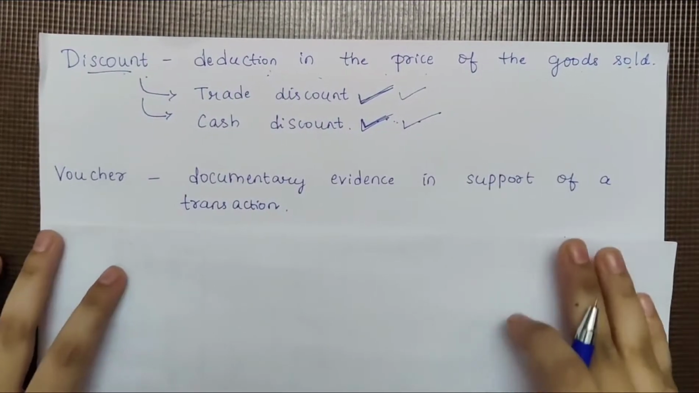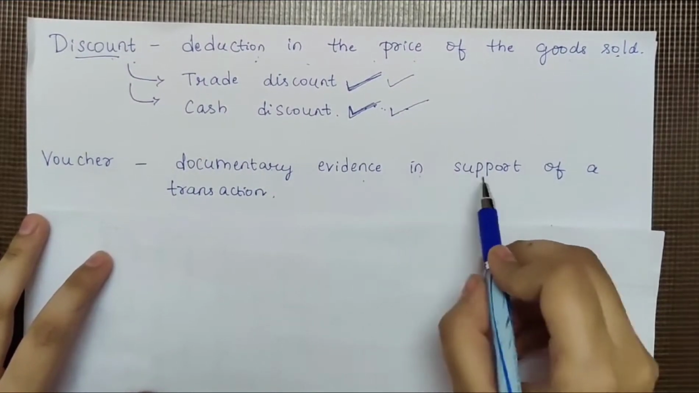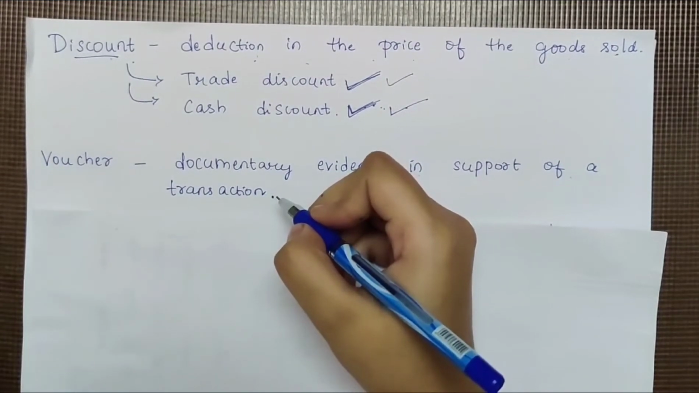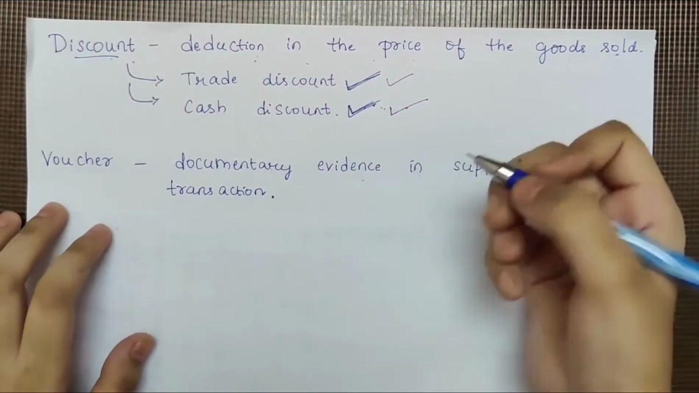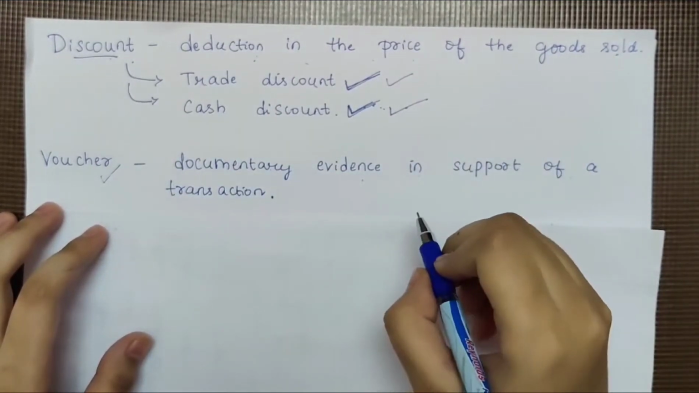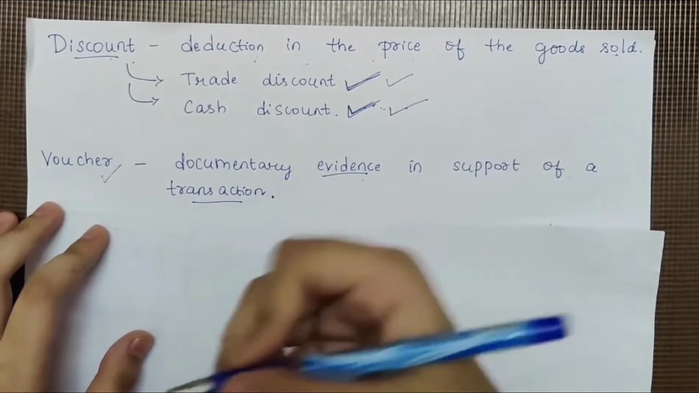So the next one is voucher. What is a voucher? A voucher is a documentary evidence in support of a transaction. If we buy goods for cash, we get a cash memo. If we buy on credit, we get an invoice. So that is called a voucher. If we make a payment, we get a receipt. These are all the evidence for the transaction that you have made.